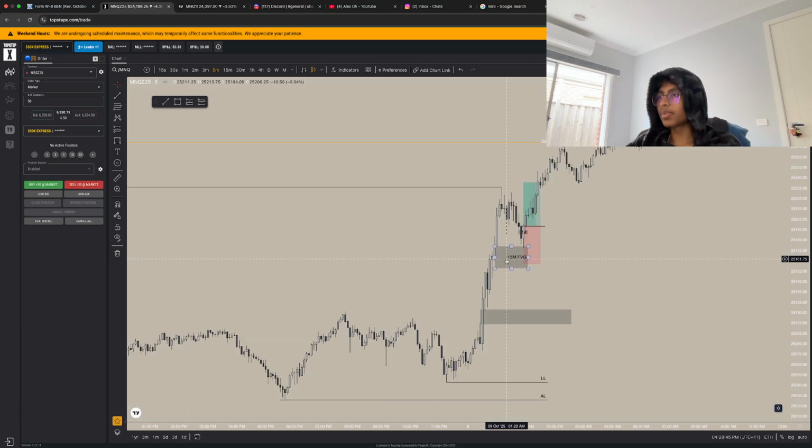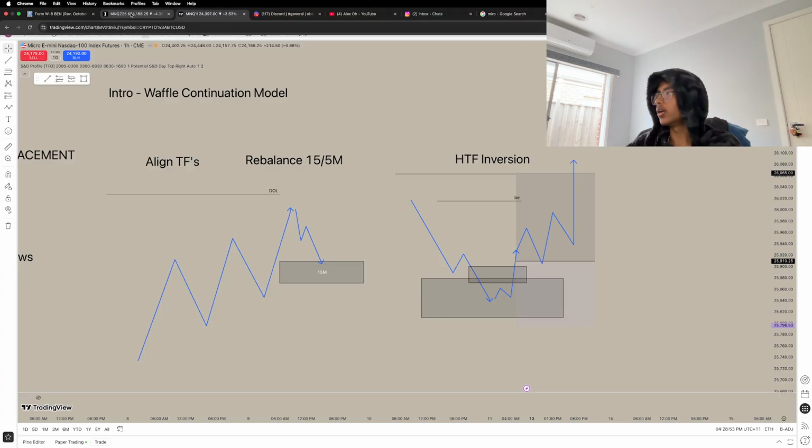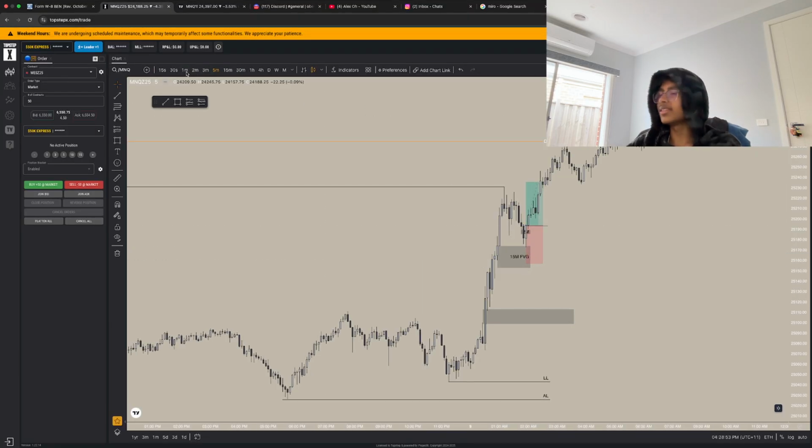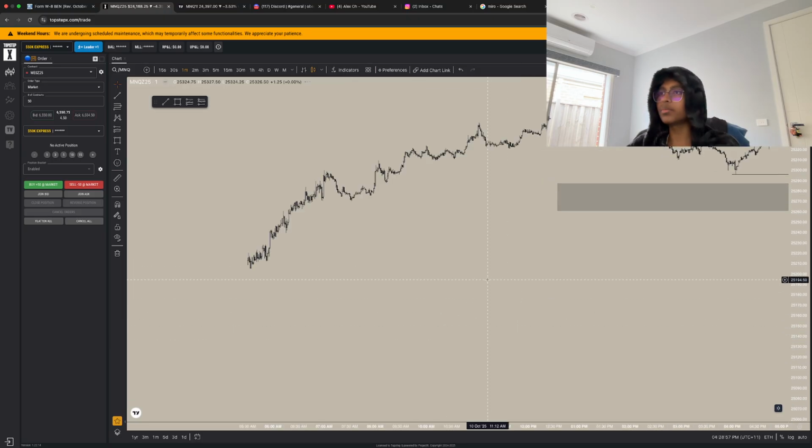So now what happens? Price pulls back into a 15-minute gap. So if we go back here, what am I looking for? I'll pull back into a 15-minute gap right here. What do we have? A pullback into a 15-minute gap. Then what's the next step to my model? Like I said, I would scale down to a lower time frame to find what?